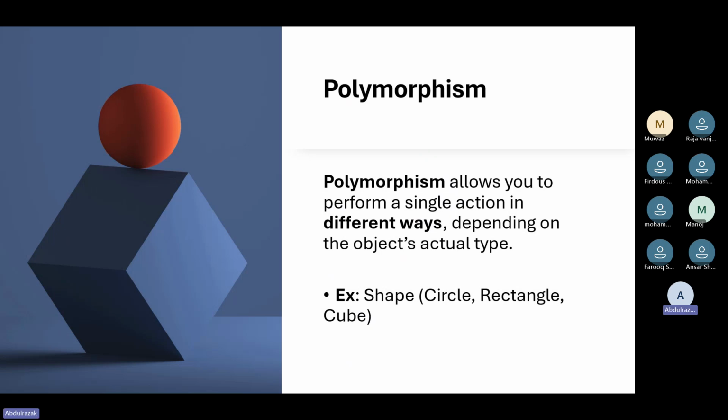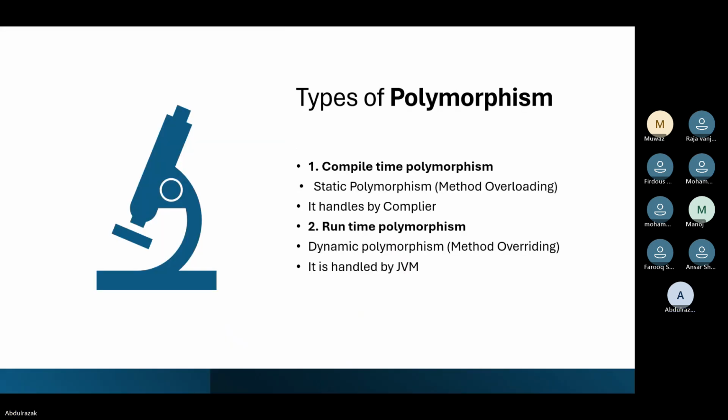Polymorphism: we can perform a single action in different ways. We saw two examples here: method overloading and method overriding. We have two types of polymorphism: compile time polymorphism, which we can call static polymorphism, and that is called method overloading. In polymorphism, you mainly have to remember two things: method overloading and method overriding.